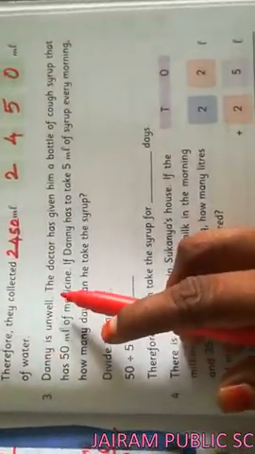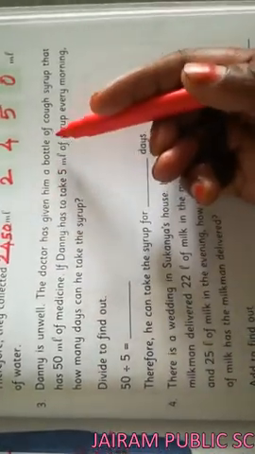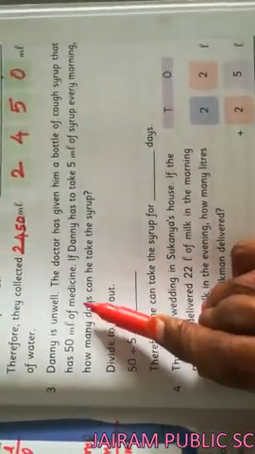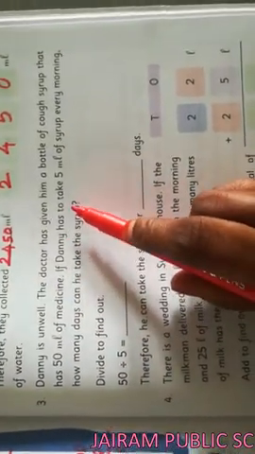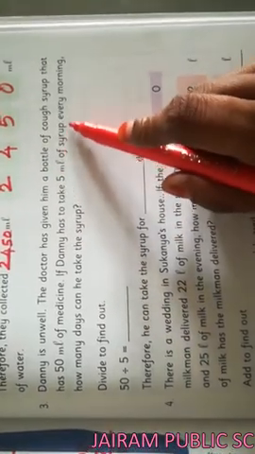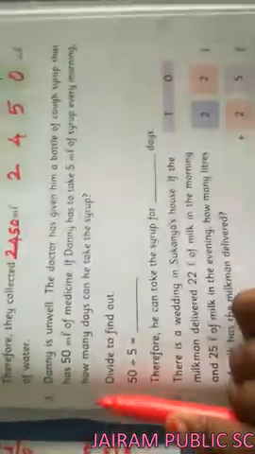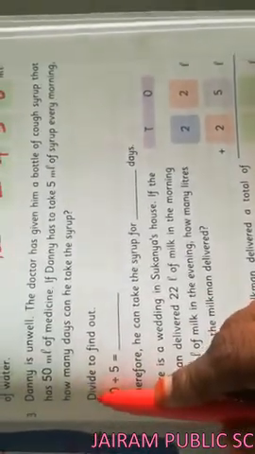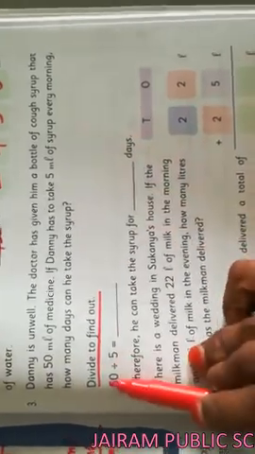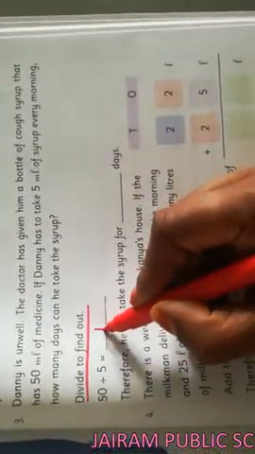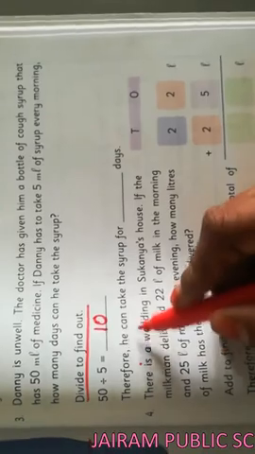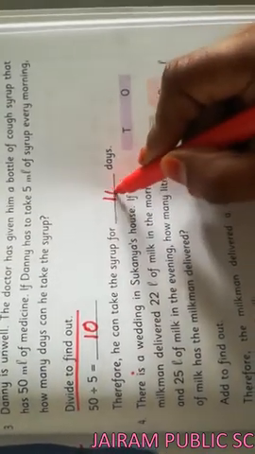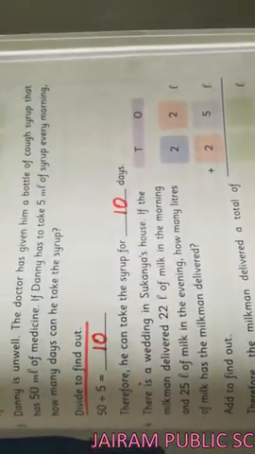Next, third sum. Danny is unwell. The doctor has given him a bottle of cough syrup that has 50 ml of medicine. If Danny has to take 5 ml of syrup every morning, how many days can he take the syrup? For that we have to divide the given sum. 50 divided by 5 will be 10. Therefore, he can take the syrup for 10 days. Like that we have to do this division.